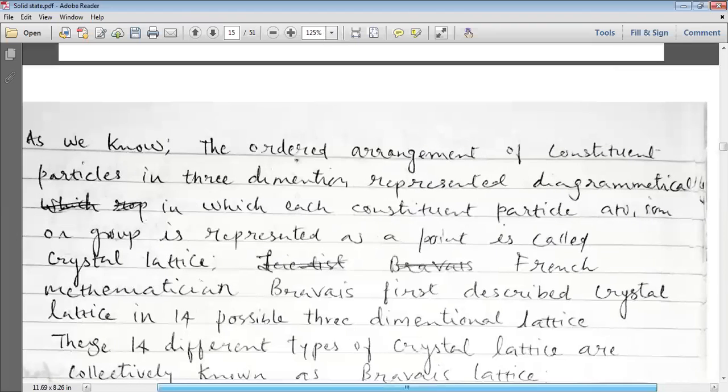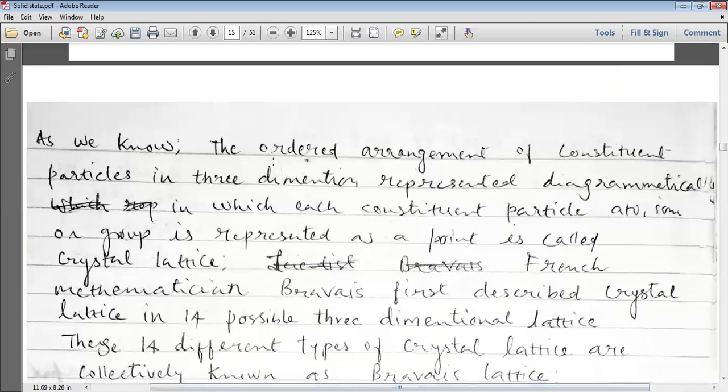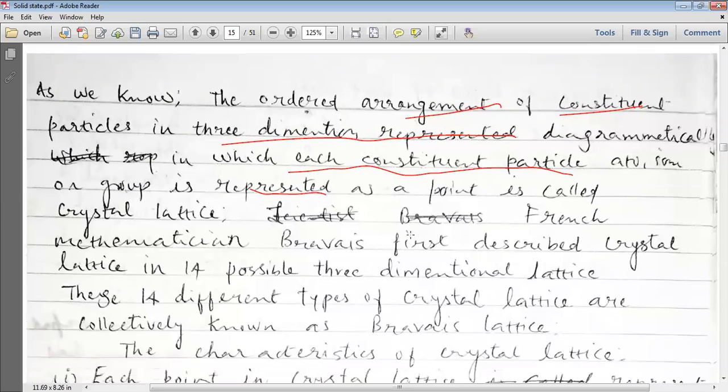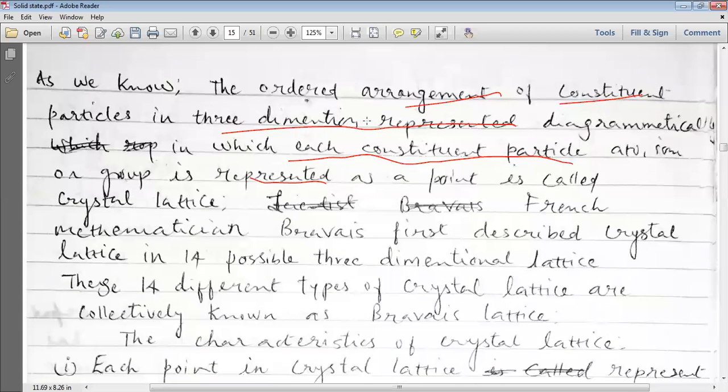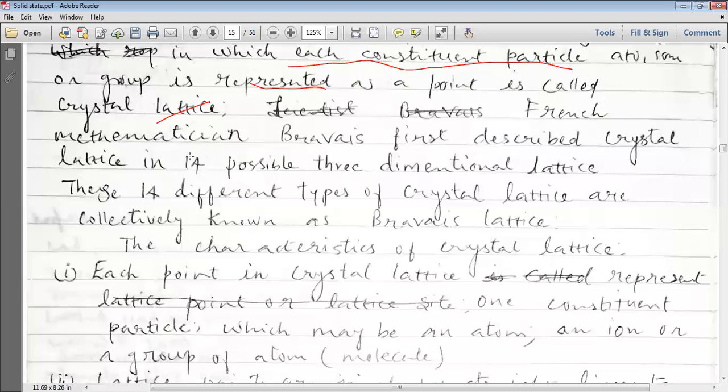Let us study. As we know, my dear students, the ordered arrangement of constituent particles in 3 dimensions, represented diagrammatically, in which each constituent particle, atom or group, is represented as a point, is called the crystal lattice. French mathematician Bravais first described the crystal lattice into the 14 possible 3-dimensional lattices.